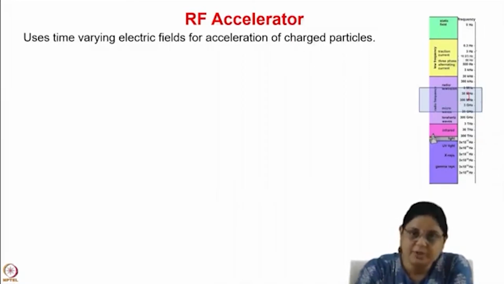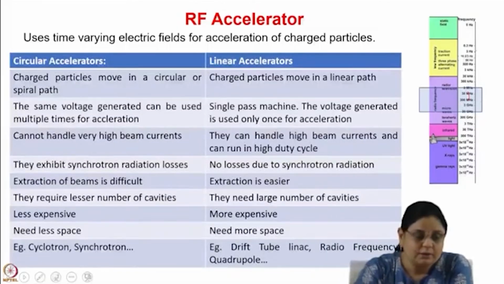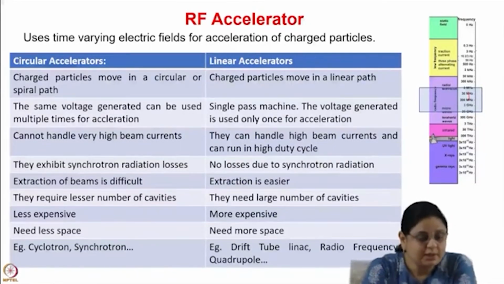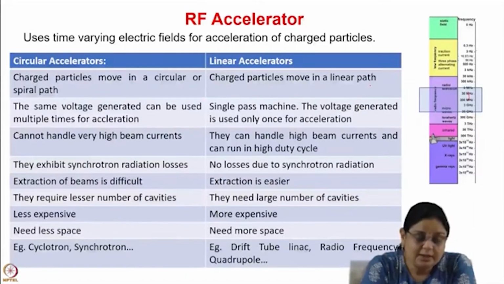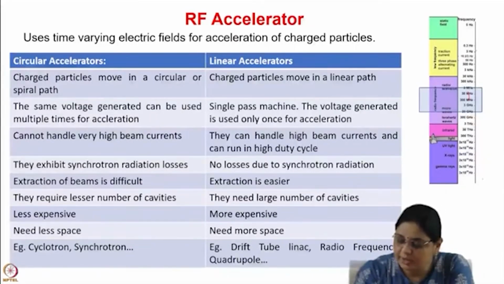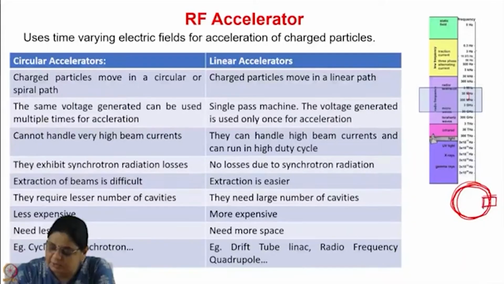And as you've already seen, there are two types of RF accelerators. One is the circular accelerator, the other is the linear accelerator. In circular accelerators, the charged particles move in a circular or spiral path, whereas in a linear accelerator, they move in a linear path. In the circular accelerator, the same voltage can be used multiple times for acceleration. You can have a circular accelerator with an accelerating cavity here. You can keep bending the particles and bringing them back here again and again. So the same voltage generated can be used again and again.